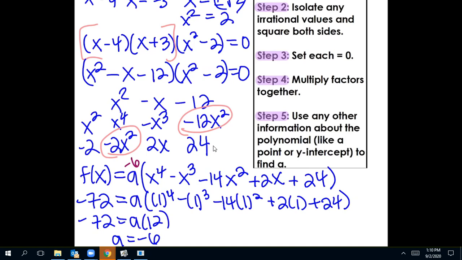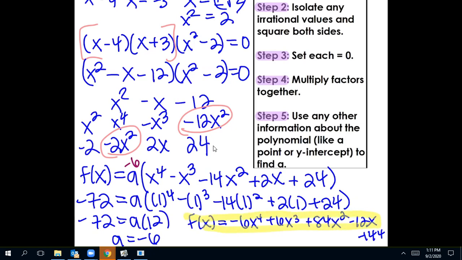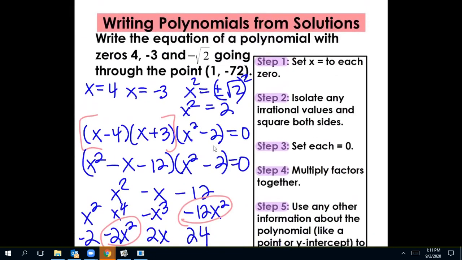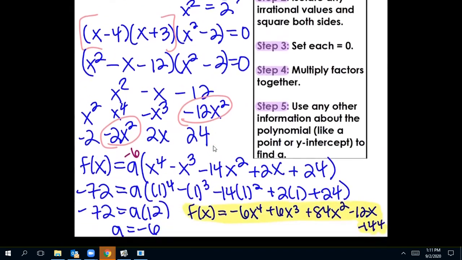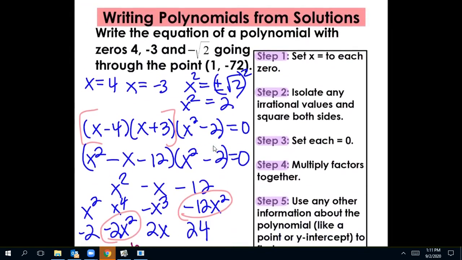So that's going to get us f of x equals negative 6x to the 4th plus 6x to the 3rd plus 84x squared minus 12x minus 144. And that is it. So I'm going to highlight this. This is our final answer. Don't forget the 144. And there we have something that has roots at 4, negative 3, plus or minus square root 2, and it goes through the point 1, negative 72.